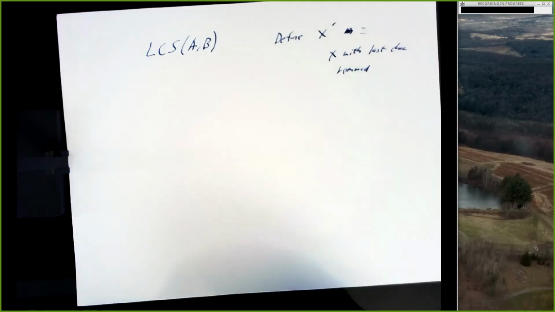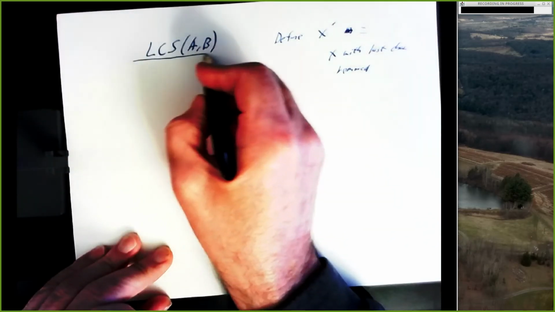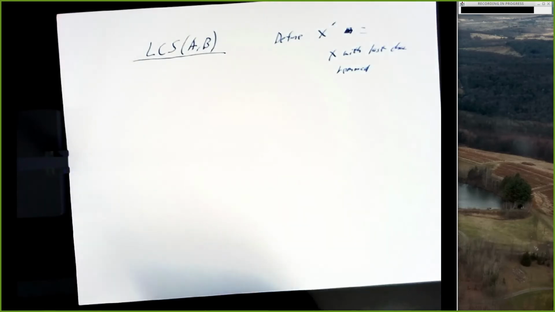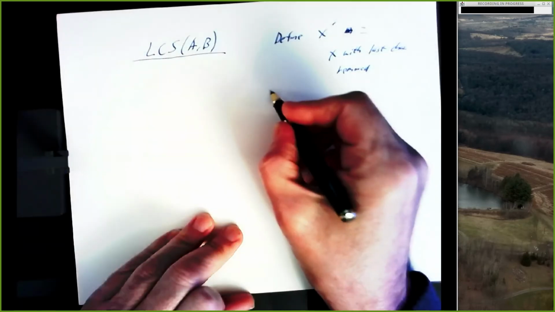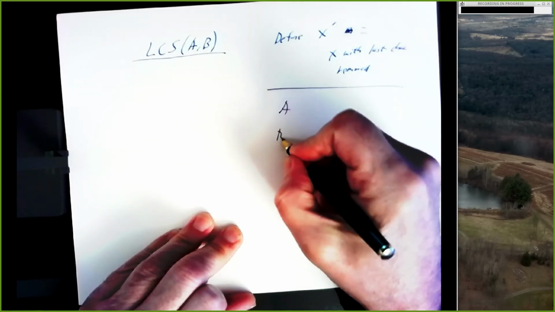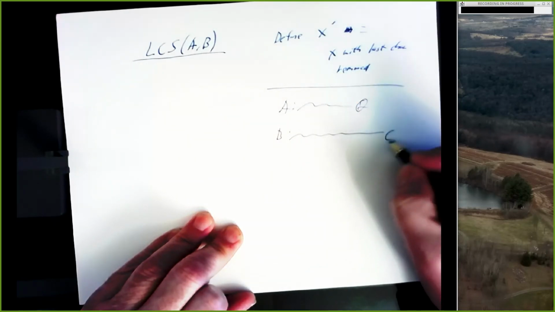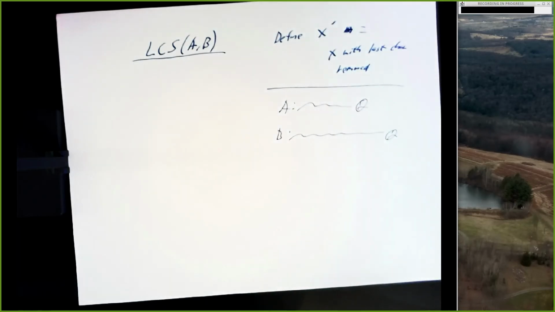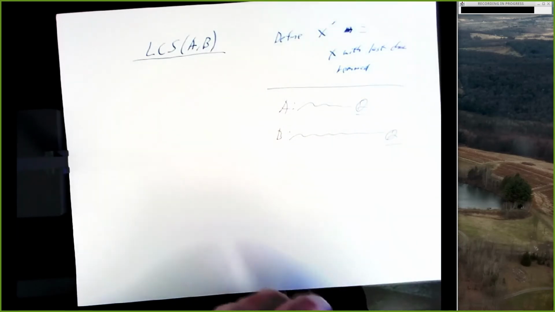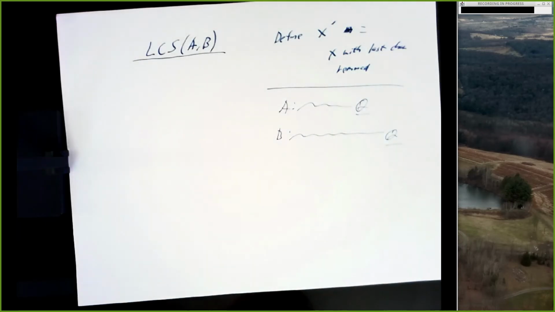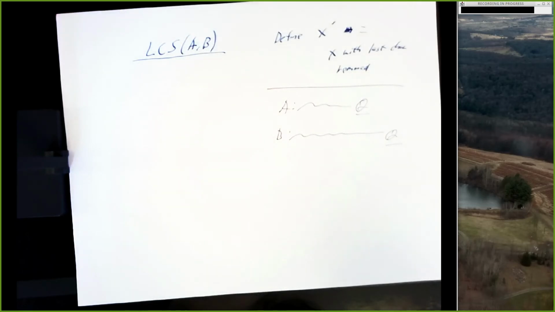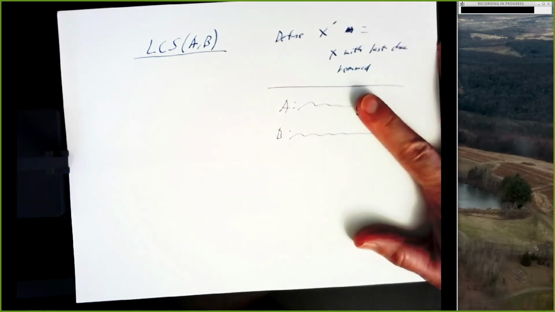And so the longest common subsequence of A and B we can find by looking at two possibilities. Possibility 1. A and B are strings that both happen to end with the same letter. Doesn't matter what the letter is. But if A and B end with the same letter, what do we know about the longest common subsequence between A and B? It's exactly one more than the longest common subsequence between these two strings.